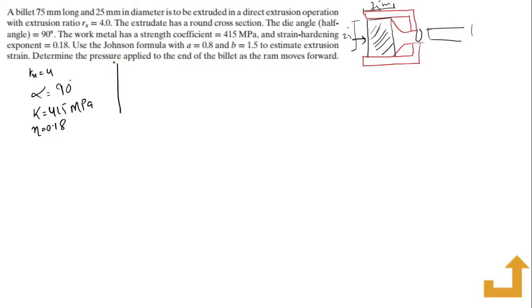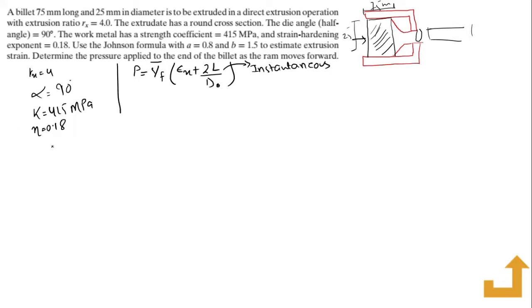Now what it says, determine the pressure applied to the end of the billet as the ram moves forward. We have to identify the pressure that is being applied. If you remember, the formula for the pressure in the direct extrusion, when you take into consideration the friction also, the complete expression for the pressure was P equals to YF, that is the average flow stress, into extrusion strain plus 2L by D naught. So this is the length at any instant, and we have the D naught, that is the initial diameter of the billet. So that is the total pressure that is applied in the direct extrusion. So let's start with it.